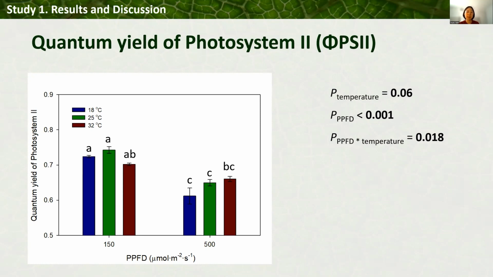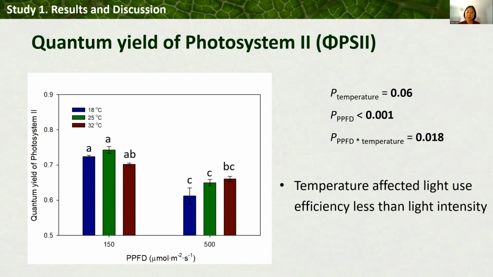It's the same pattern I mentioned earlier: high light with low temperature, and low light with high temperature. Those combinations are not good for the quantum yield. That is why there was an interaction between PPFD and temperature. But still, the light use efficiency was affected more by light intensity than by temperature.